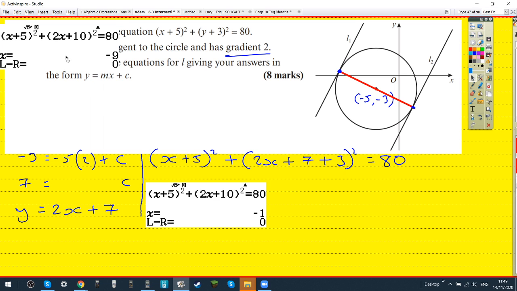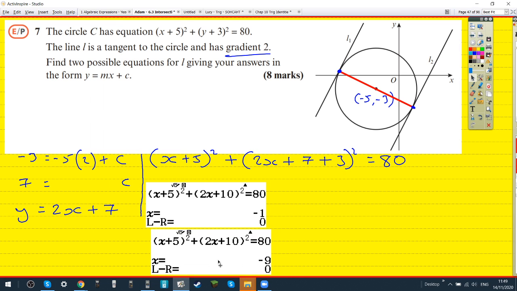Okay, so if we did the long thing, expanded out these brackets, and then eventually put it in the calculator, we would get x equals -1 or x equals -9. Yeah. What's next? Then could you put that into y equals 2x plus 7? Yep, to be y equals 2 brackets -1 plus 7.